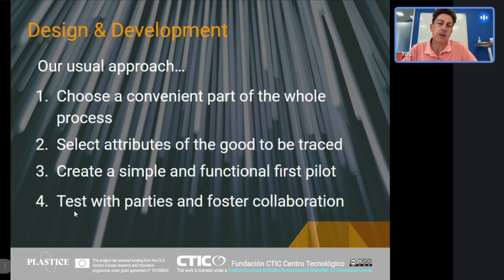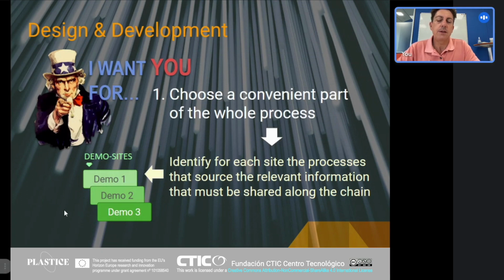And obviously the second part is to select the attributes of the good to be traced. Attributes that are of interest to the end consumer. We then create a simple and functional first pilot, and we test it with all of you, with all the parties, and foster collaborations to improve it, to fine-tune it. So what we want from you, like Uncle Sam says, is one, we need your help to choose this convenient part of the whole project. So we have to identify, with your help, for each site, what are the specific processes that source the relevant information that must be shared along the chain.